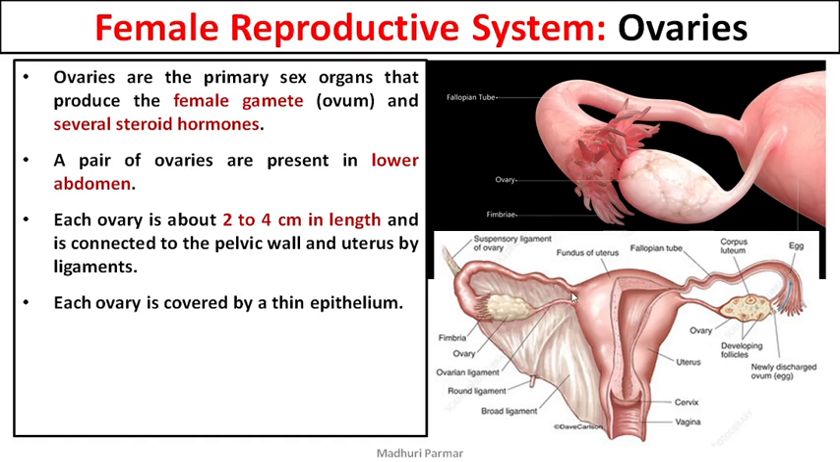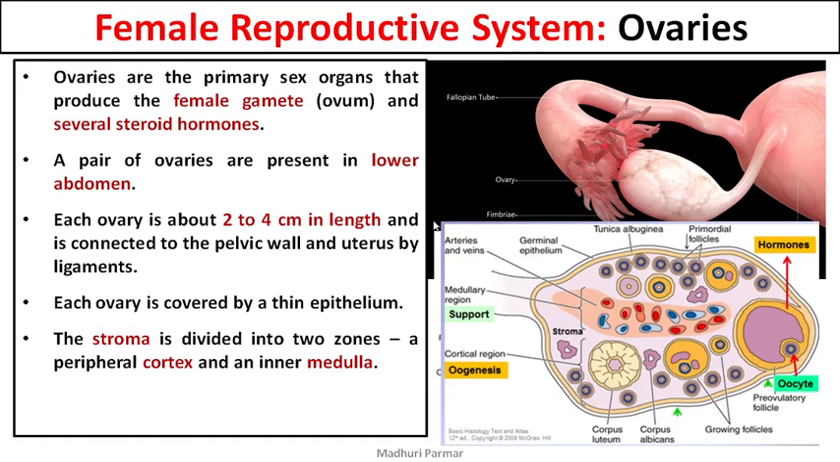Each ovary is covered by a thin epithelium, and when you cut the ovary, here you can see the cross section. Outside you can see the epithelium, the outermost covering. The inner portion is known as the stroma of the ovary. The stroma is divided into two zones. The outermost light lavender or light blue colored part that you see is known as the cortex, and the inner red colored part is known as the medulla.